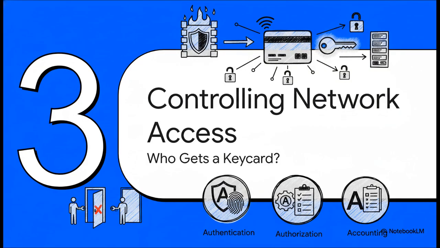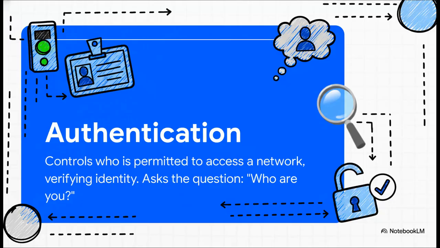All right, Section 3, controlling network access. Now that the perimeter is secure, we have to decide who gets a keycard. And for this, we use a really important framework called AAA. The first A stands for authentication. This is that moment you swipe your badge at the door.